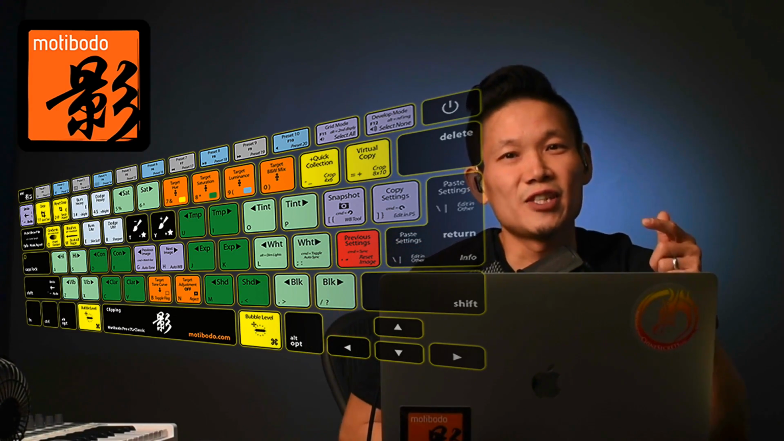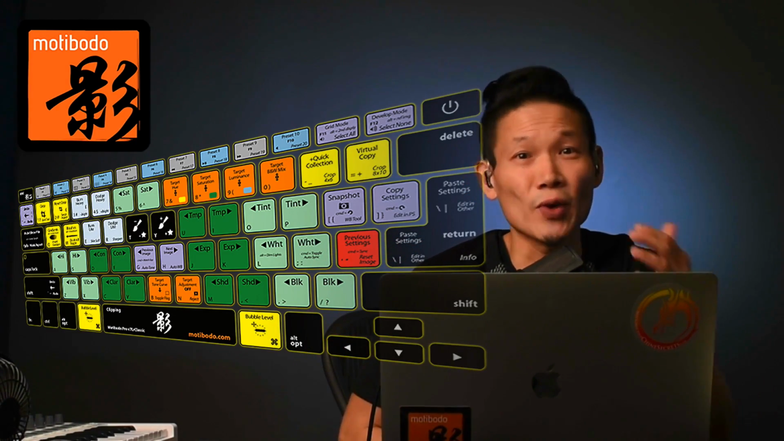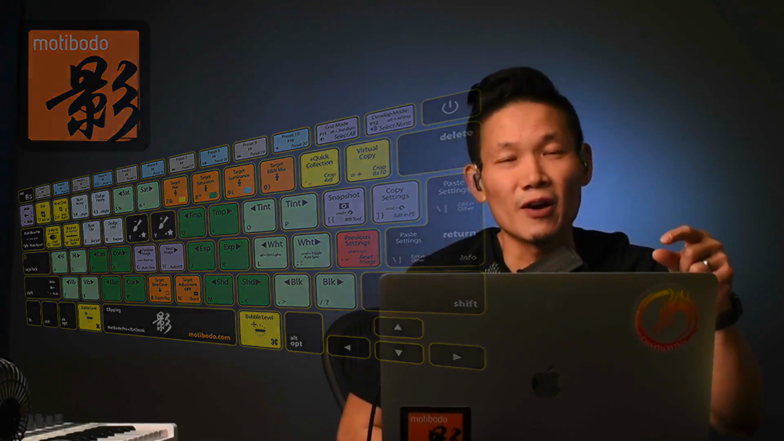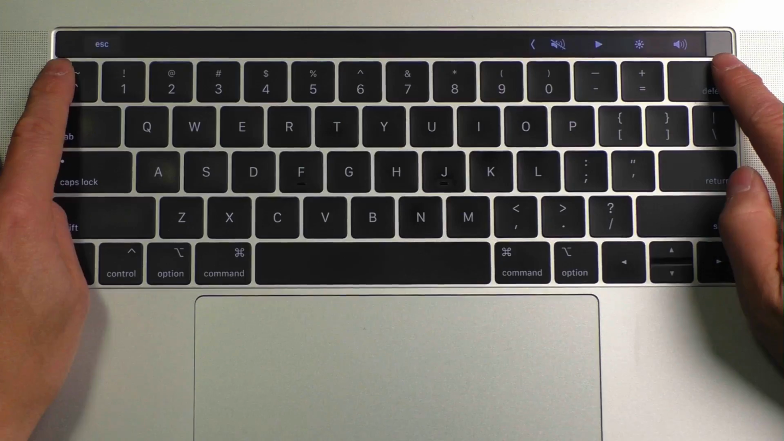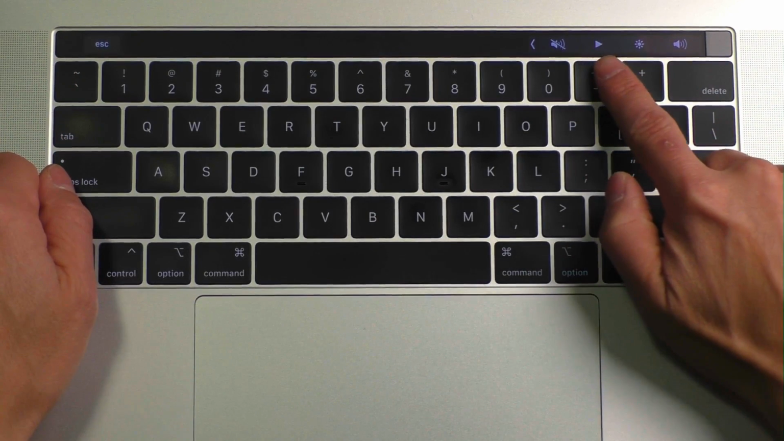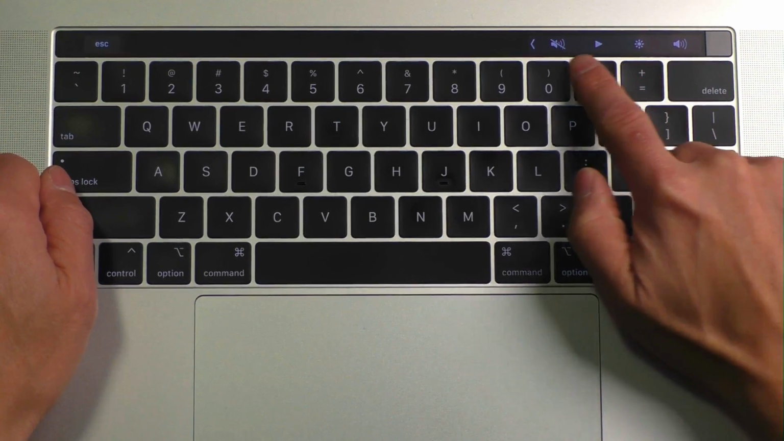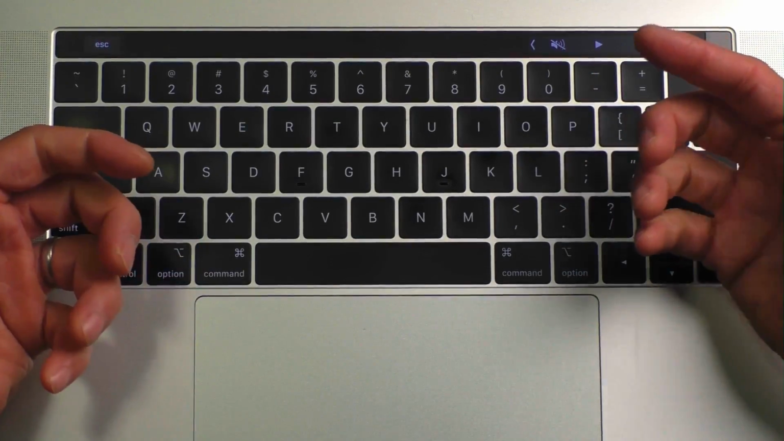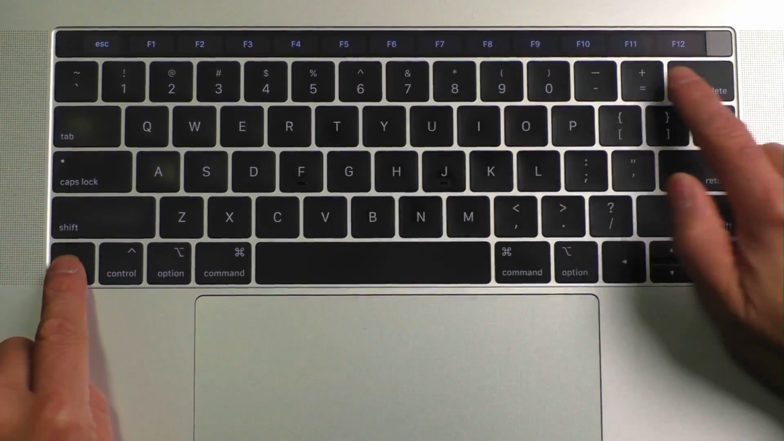Today we're going to have a tip for Motibodo users and also any MacBook Pro users with a touch bar that would like to have the function keys showing in one application, yet have the control strip and the system preferences controls in another application and automatically switch between the two. The problem is, in some applications, you might want to use these application controls like the volume and brightness and everything else, but in other applications, you want to use the function keys.